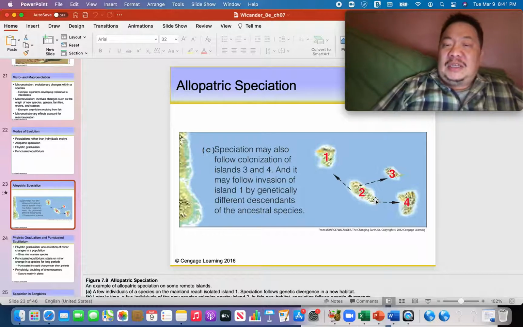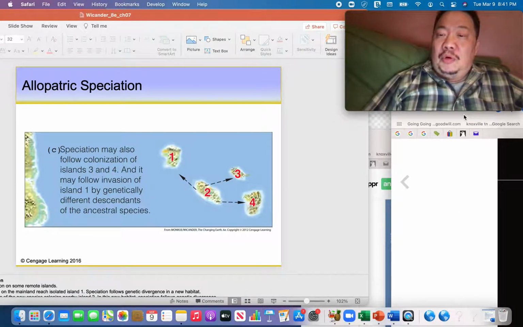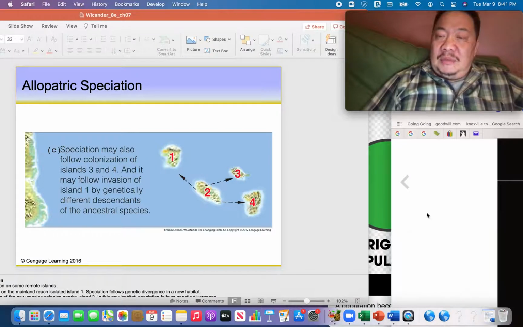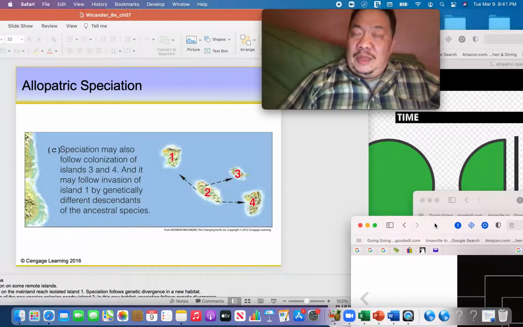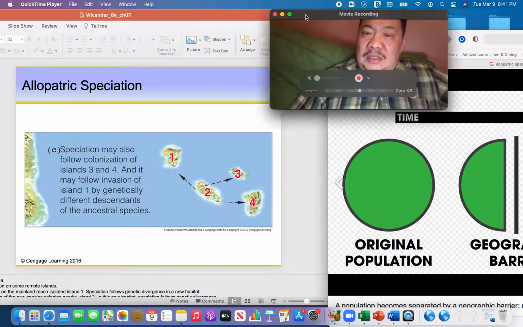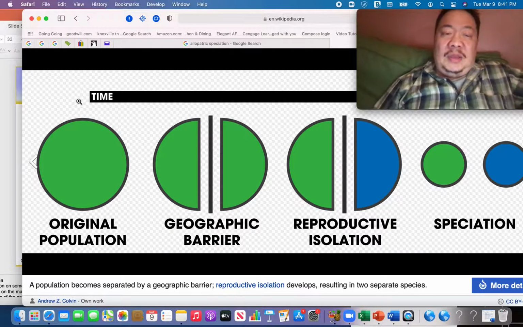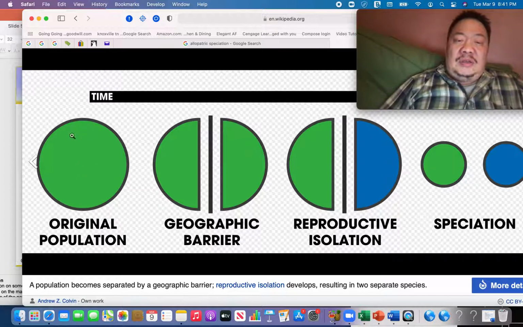So allopatric speciation occurs due to gene pools being separated. Now, what's a gene pool? Well, you know now that genes are traits that we inherit through our DNA. And if you take a look at this next picture here, we have another way to think about allopatric speciation. Think of this large green circle being a gene pool. And so this is the original population of anything.